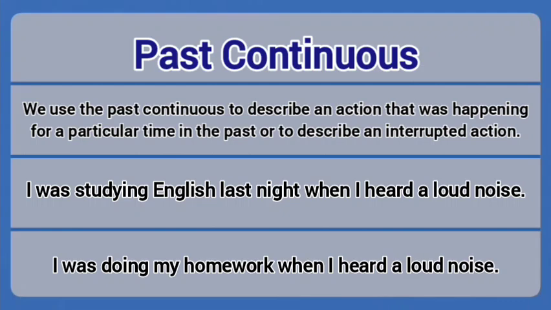The past continuous. The key word is interrupted. We use the past continuous to describe an action that was happening for a particular time in the past, or to describe an interrupted action.